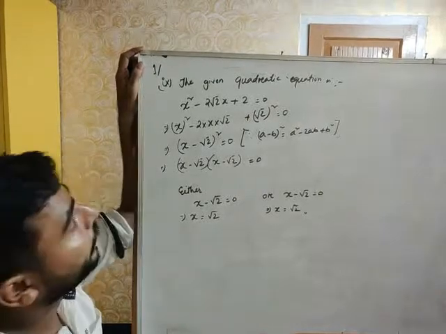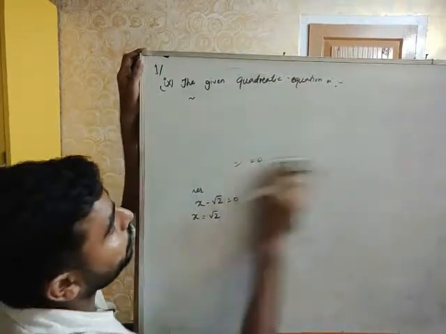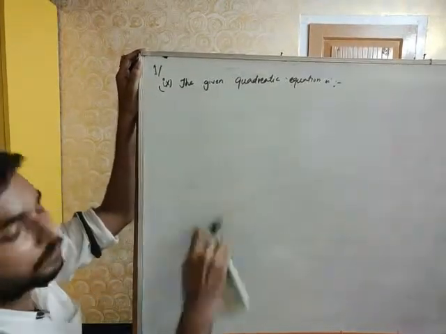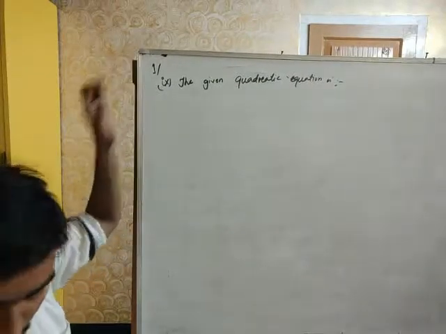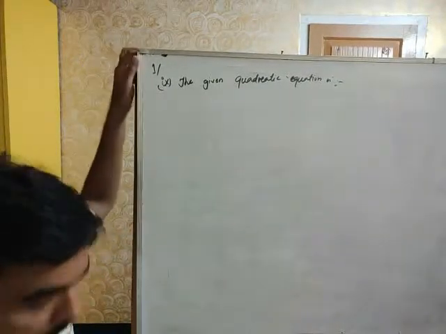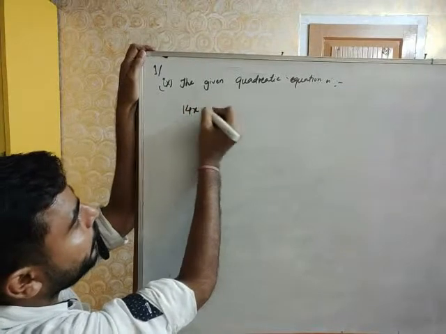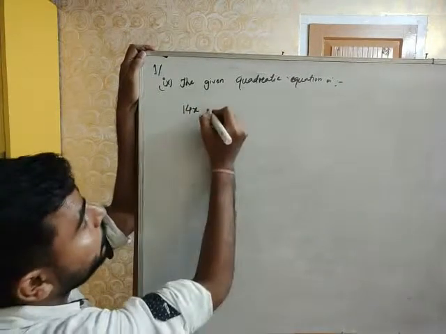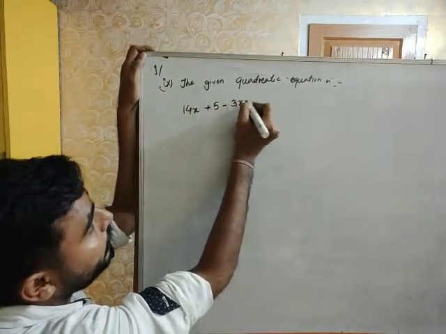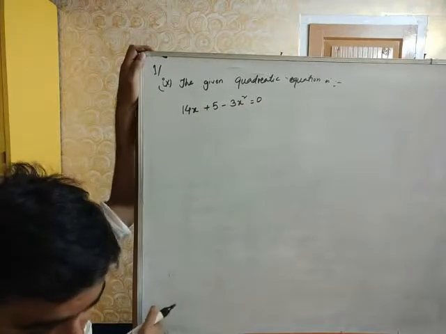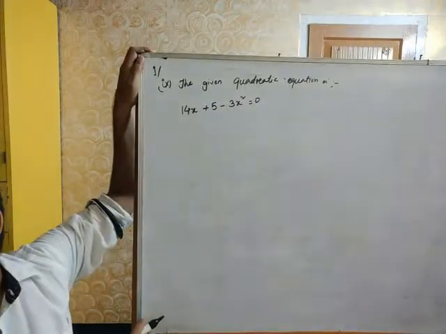Okay, let's move to number 10 then. Number 10 is 14x plus 5 minus thrice x square is equal to 0.